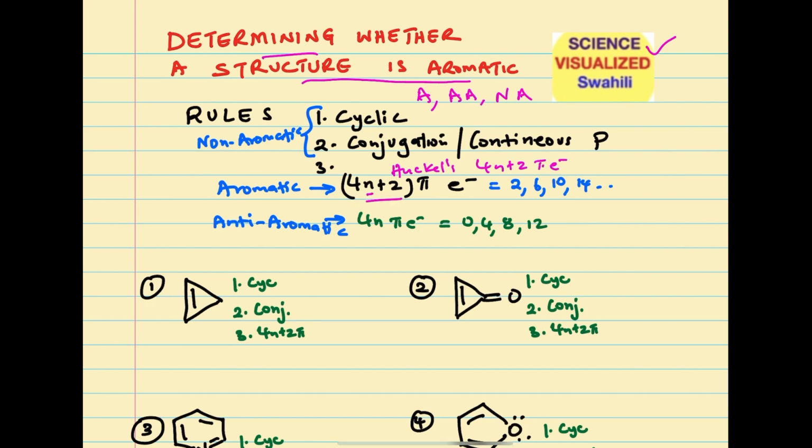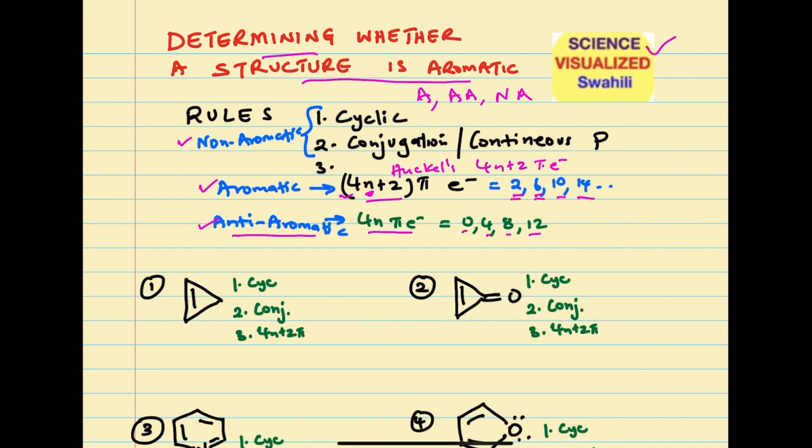If n is 0, 0 times 4 is 0 plus 2 gives you 2. If n is 1, 1 times 4 gives you 4 plus 2 gives you 6. So if you have 2, 6, 10, or 14 electrons, it will satisfy the 4n plus 2 pi rule. If you have 0 electrons, 4 electrons, 8, or 12, that will satisfy the 4n pi electrons, which is for anti-aromaticity. So we're able to determine whether something is non-aromatic, aromatic, or anti-aromatic.